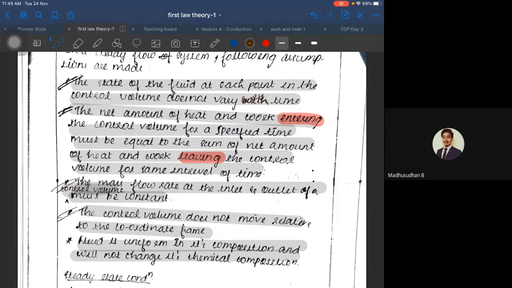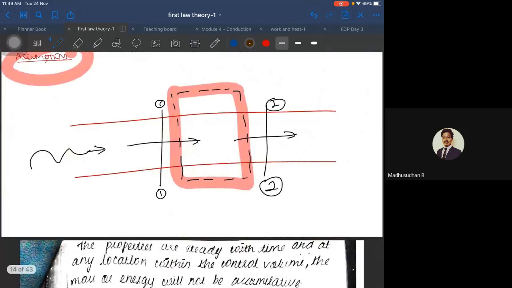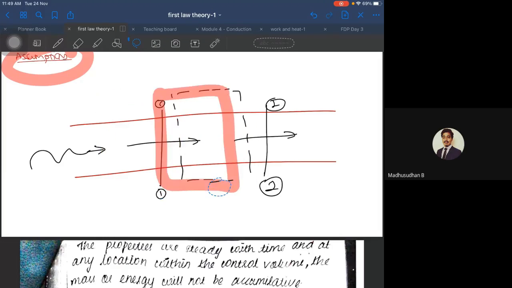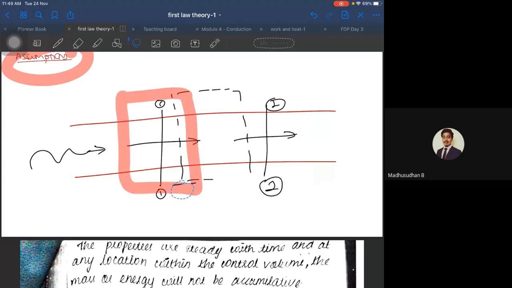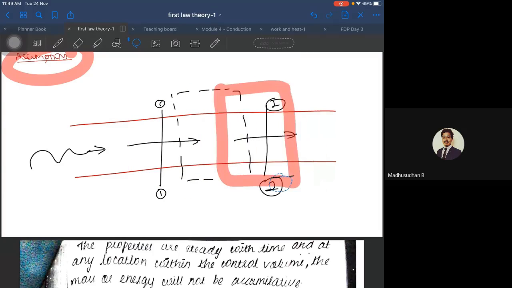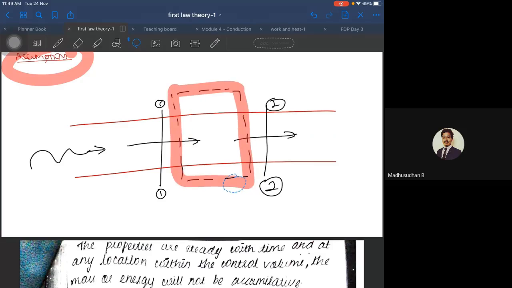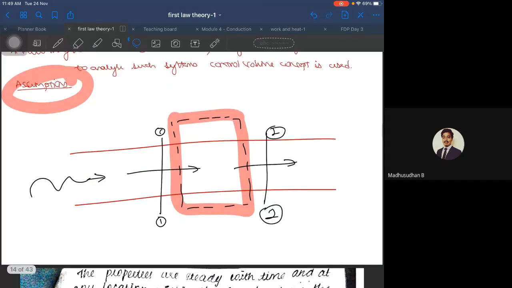Yes, next one. The control volume does not move relative to the coordinate frame. Definitely not. Suppose you take this particular control volume here, if it is moving like this, how will you make your analysis onto the system? It is definitely not possible. So your control volume should not move. Rather, it has to be fixed at a certain position. So that is what the assumption is.